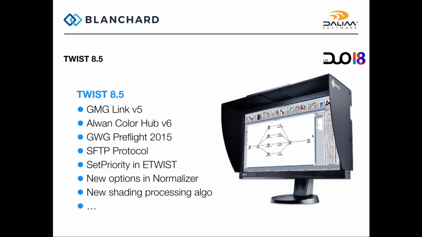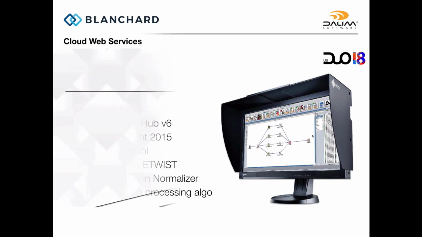But tools that they've modified inside of Twist now is the GMG link and the All1 Color Hub. They've done a lot of work with both those tools, integrating it with the latest versions. For version 5 of GMG, version 6 of All1. GWG Preflight has been updated to 2015 standards. It now supports SFTP as a protocol in the transmit tool. E-twist workflows allow you to set priority now, which we didn't have before. Normalize has been updated some, and new algorithms for shading, and they're always updating when they do a major release, like the trap engine, to fix some of the trap problems that customers have had in the past.